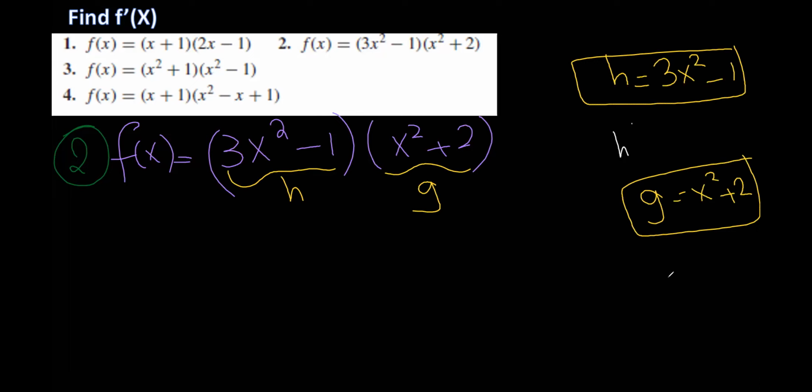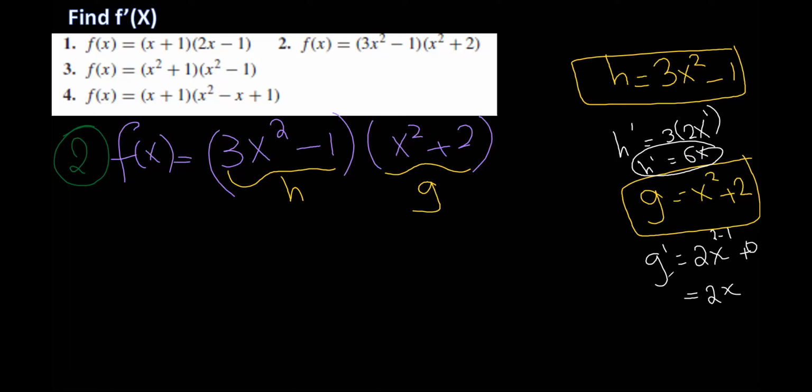Now, h prime is 3 times x squared, which is n x raised to the power n minus 1, which is 1. So h prime is now 6x. This is the value of h prime. Now g prime here is 2x raised to the power 2 minus 1 plus 0, which is 2x. Is it clear now? Yes, teacher.